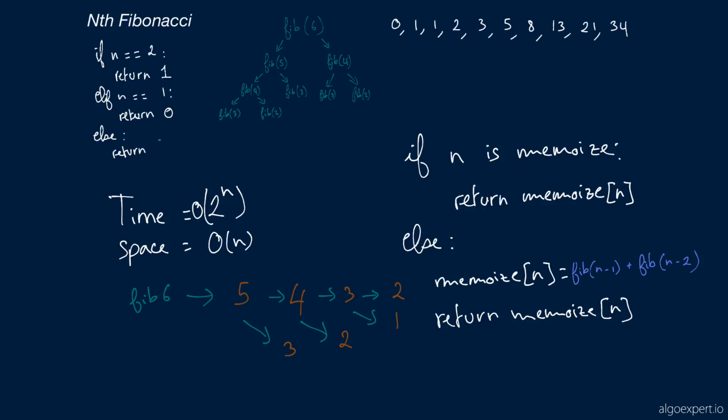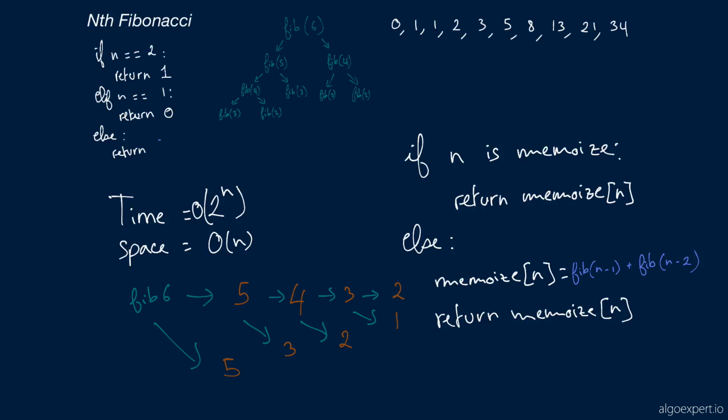And lastly, our fib of 6 now calls fib of 5, but fib of 5 is stored in our hash table because we just calculated it. So we can erase fib of 5 and put it in brown, and this entire part of the Fibonacci tree is just going to be constant time. We just access it from our hash table.